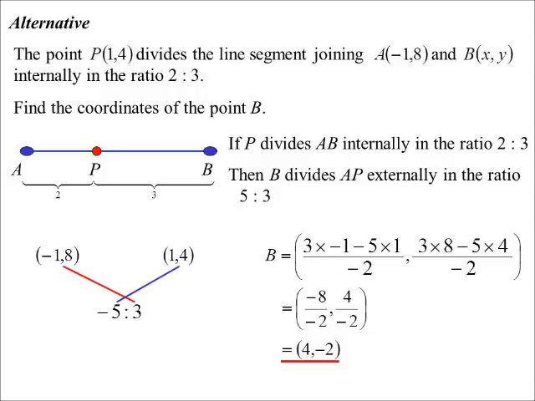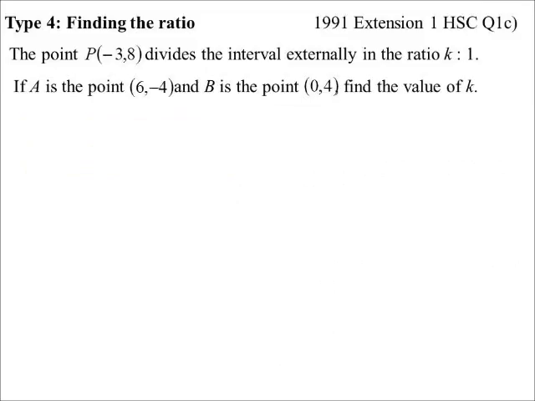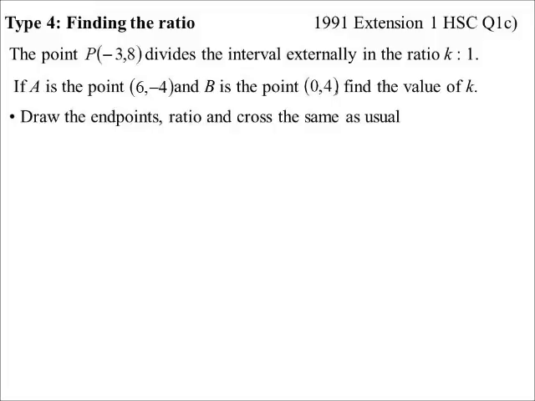All right, what about where we have to find the ratio? The point -3/8 divides in the ratio k/1. All right, so I'm going to just do exactly the same again. I'll draw the endpoints, the ratio, the cross, same as normal. So there's my endpoints, minus k/1 because they told me it's external.